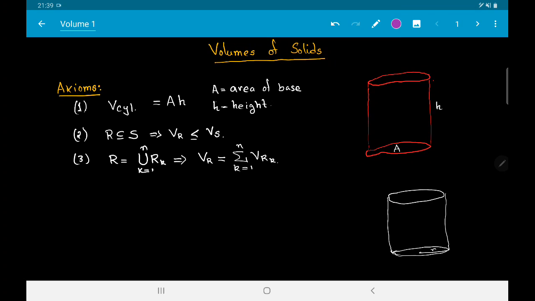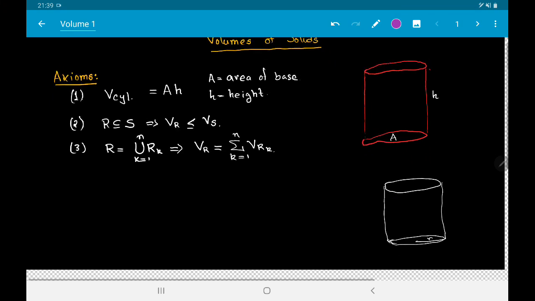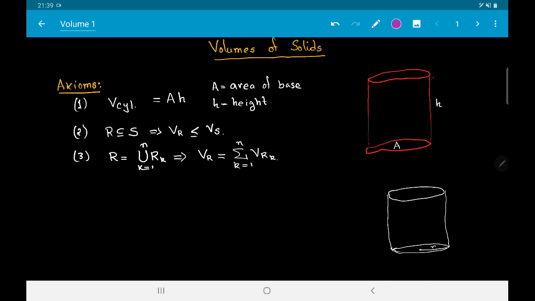Exactly as in the case of determination of area, we are going to have three axioms which are going to guide us in understanding these problems. Before going to the three axioms, let me tell you what a cylinder is. A cylinder must have a base, and it is determined by drawing lines that are perpendicular to the base region. And this is how we get a cylinder.